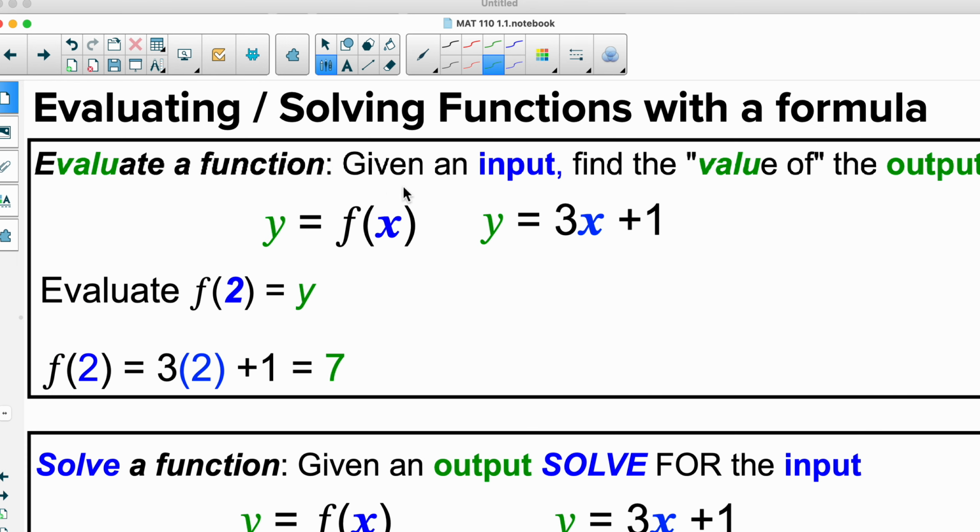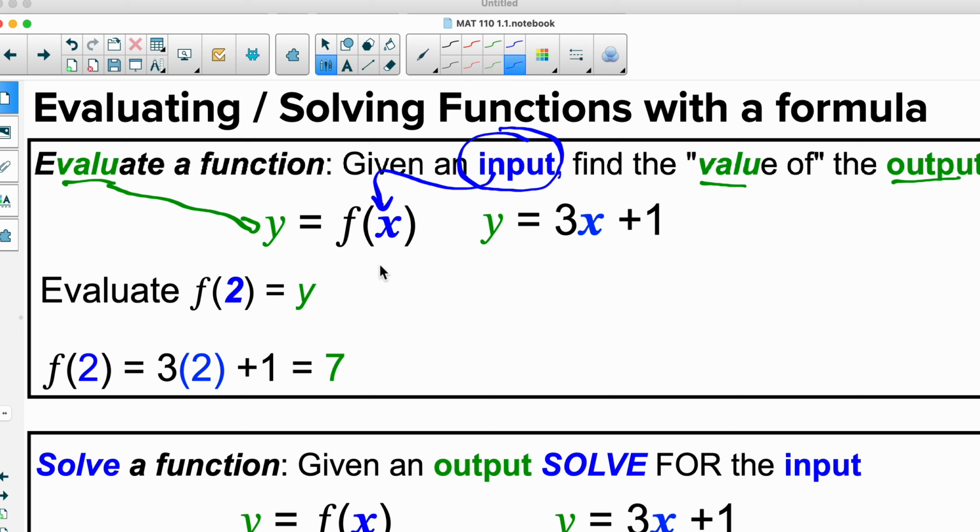All right, so let's talk about evaluating and solving functions. Those terms have very specific definitions and meanings in math, so they're not interchangeable. When we say that we want to evaluate a function, it means we want to find the value of the output when we're given a specific input. That is what evaluate means. Again, find the value of the output when we're given a specific input.